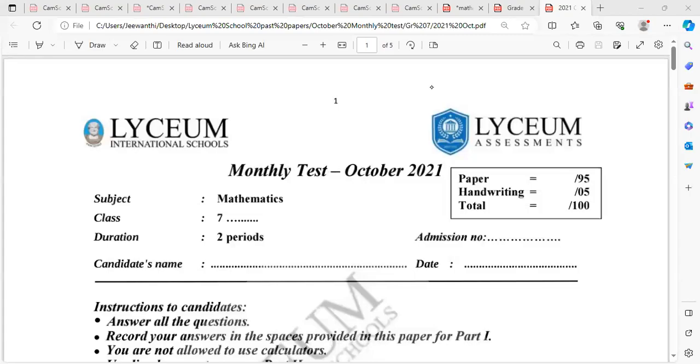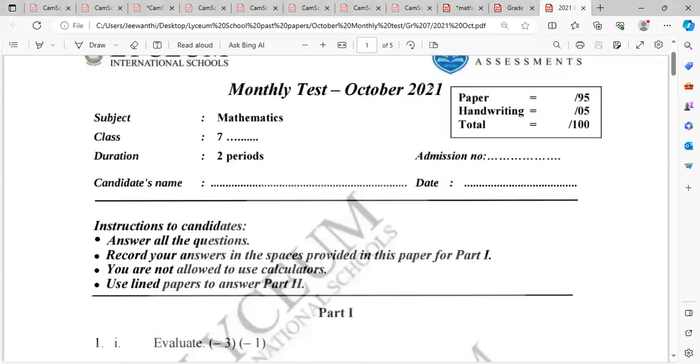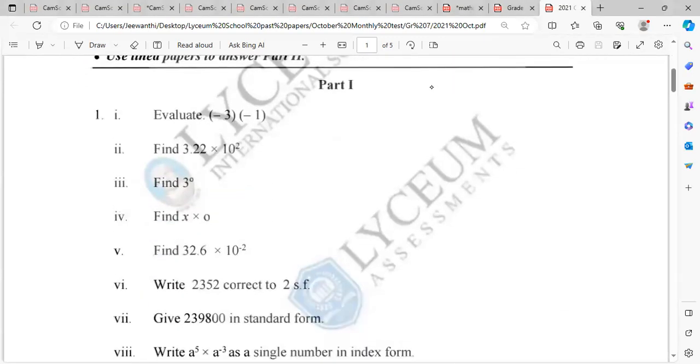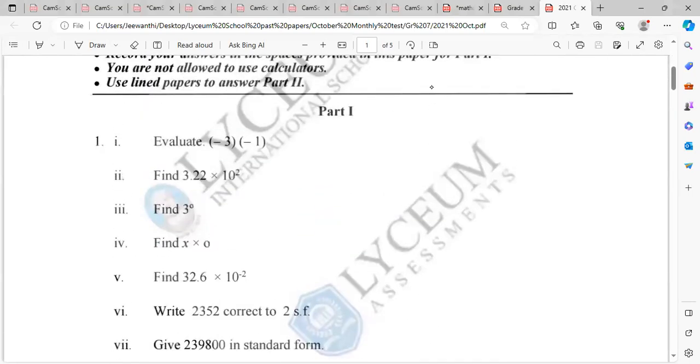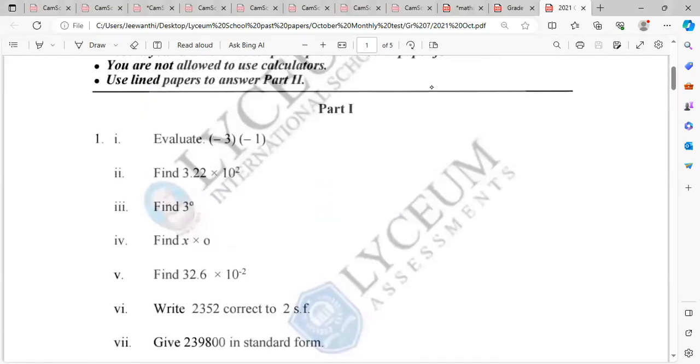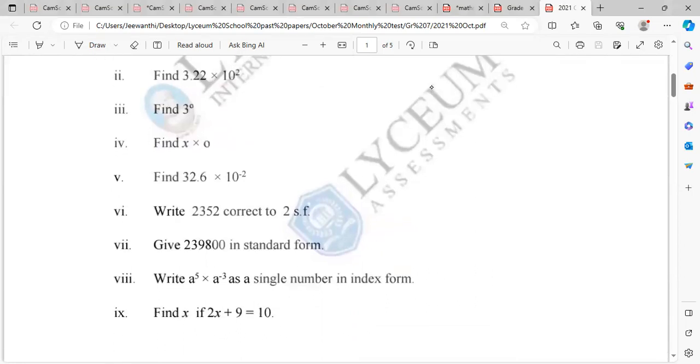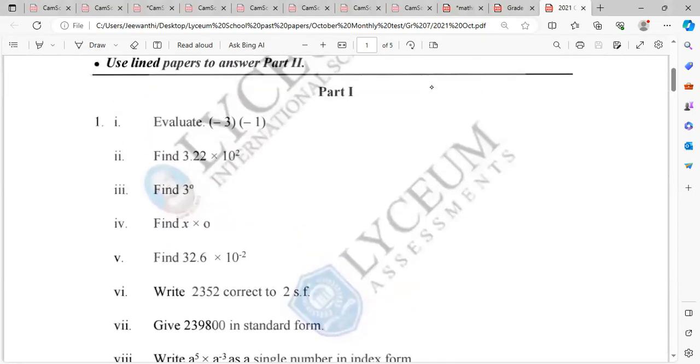Right. This is the 2021 October monthly test pass paper. First we will discuss the questions in part 1. Part 1, question number 1. We have 9 sub-questions. We'll see what the questions are and discuss them one by one.